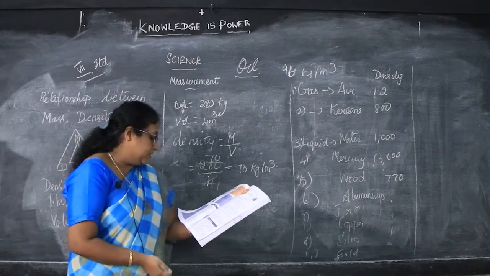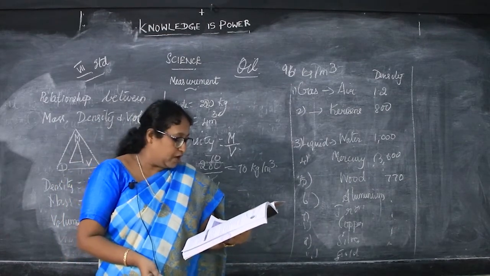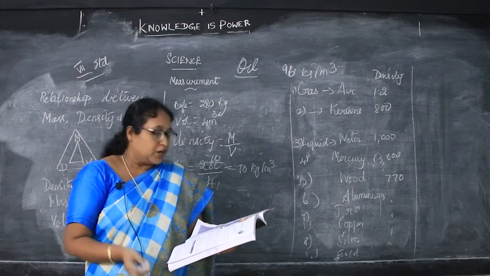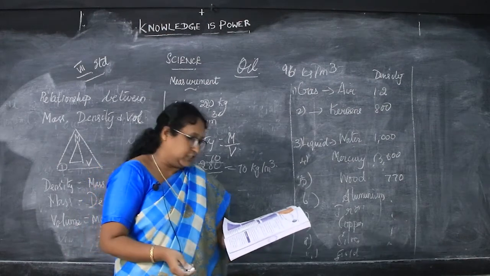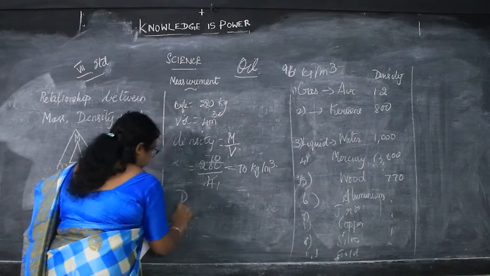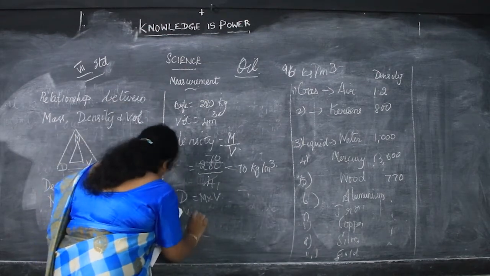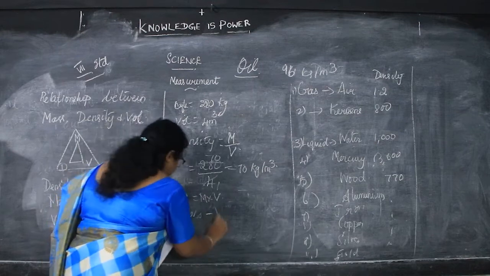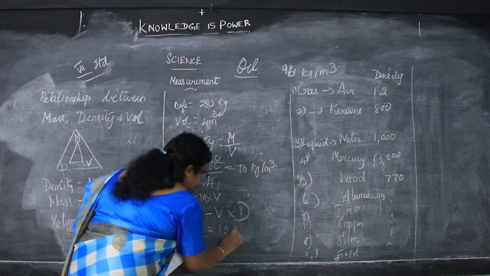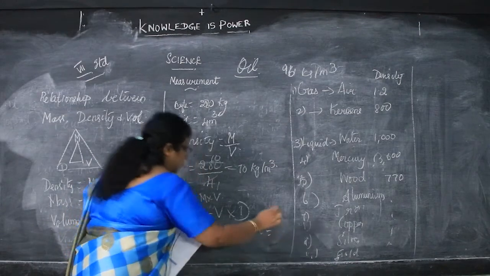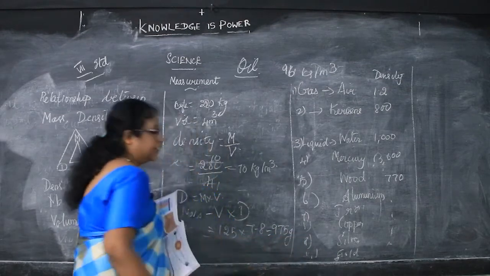Then the next problem: a box is made of iron and it has a volume of 125 cubic centimeter. You have to find the mass if the density of iron is 7.8 grams per cubic centimeter. Density is mass by volume, so mass is volume into density. The volume is 125 into the density 7.8. You get the answer as 975 grams.